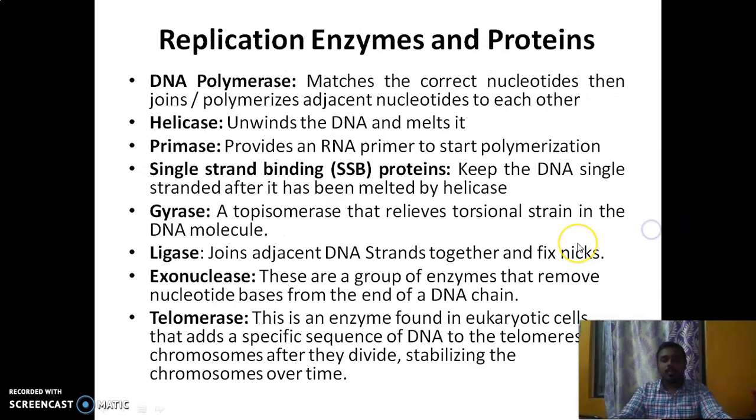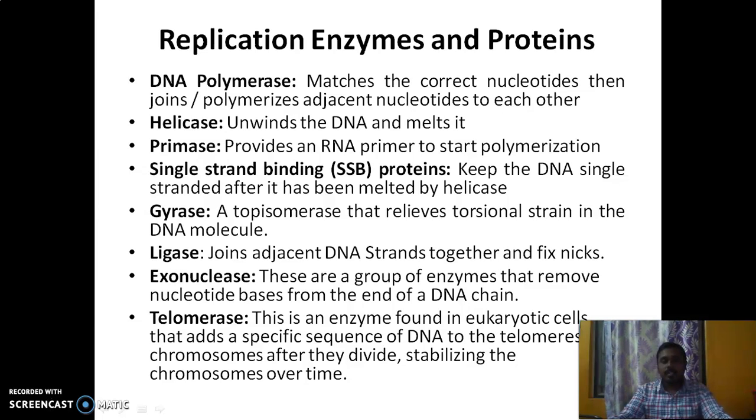Now we will see what are all the other enzymes involved along with this DNA polymerase. As I already mentioned, the main role of DNA polymerase is that it matches the correct nucleotides and joins the adjacent nucleotides to each other. Basically, we call this DNA polymerase a builder guy, because like how a builder builds our house using bricks, similarly DNA polymerase builds the new strand using the template strand with the help of nucleotides, like how the builder uses bricks.